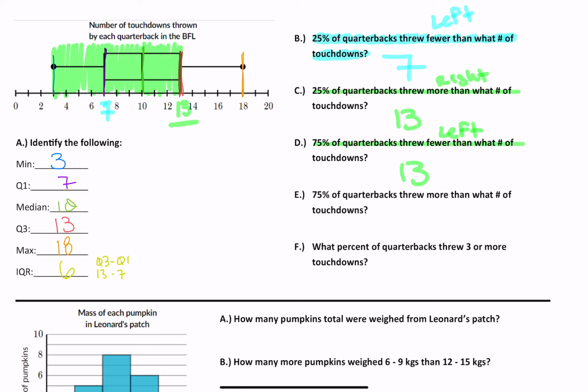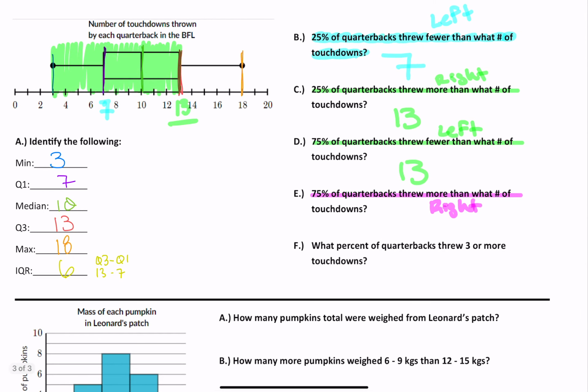All right, next up we have 75% of quarterbacks threw more than. So we're going to start on the right. Starting on the right, we're going to count to 75%. First chunk here is 25. Next chunk is 50. The chunk after that adds up to 75. And look at that. That gives us a 7.